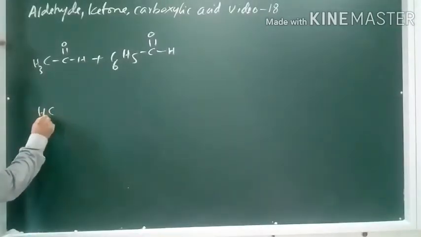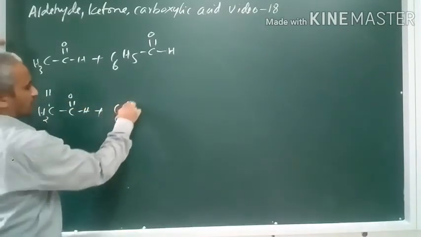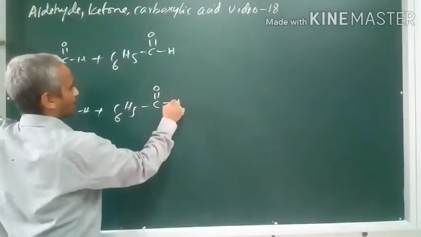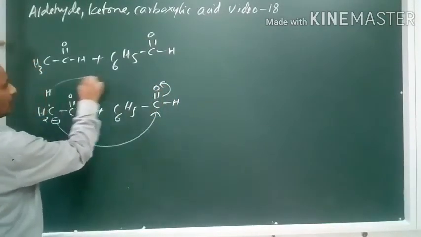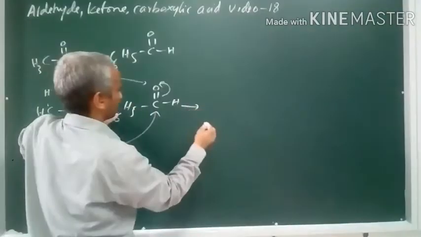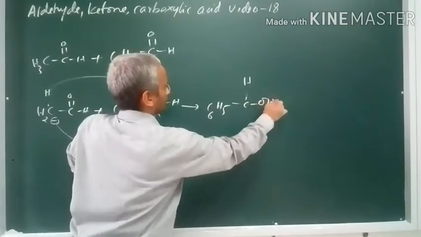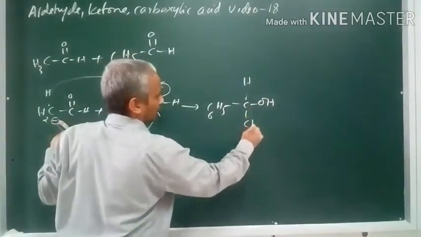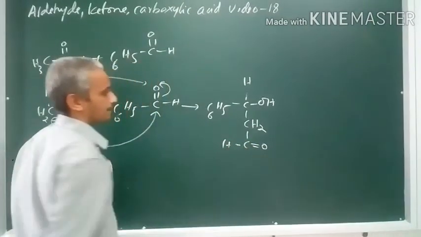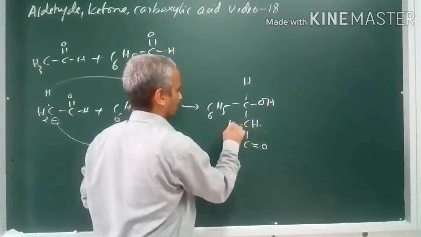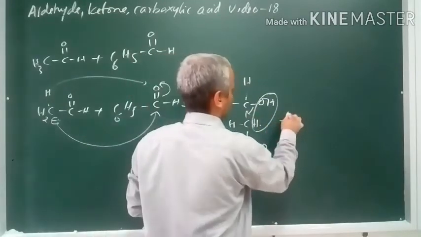See, CH2HCHO plus C6H5CHO. This is negative. It attacks this, and the shifted hydrogen gets taken by this. So what am I going to get? C6H5CHOH, then CH2, then CHO, which I can write as HH also. The water molecule gets removed.